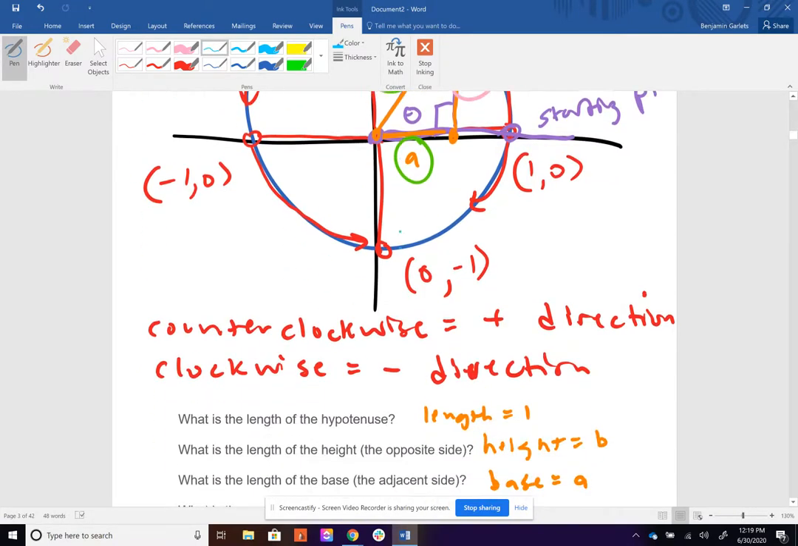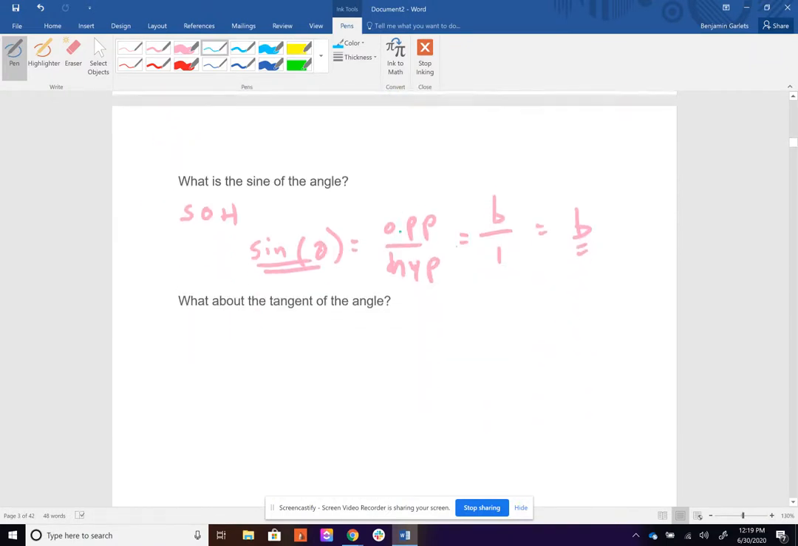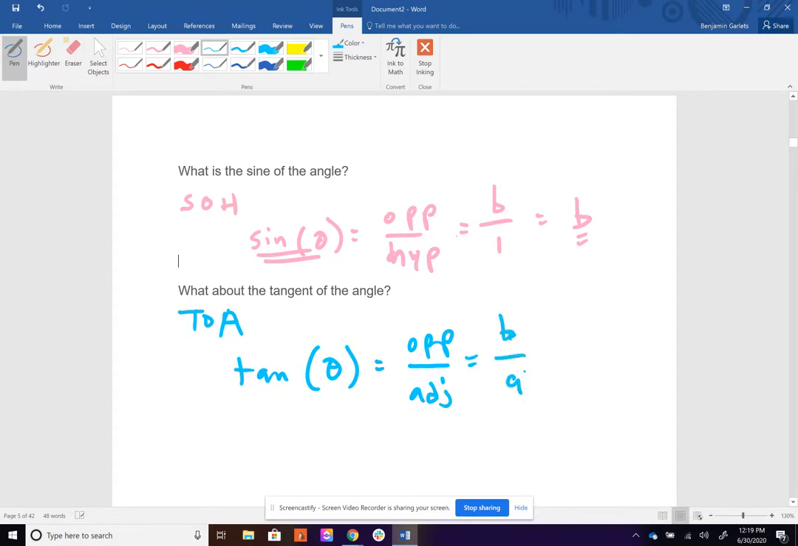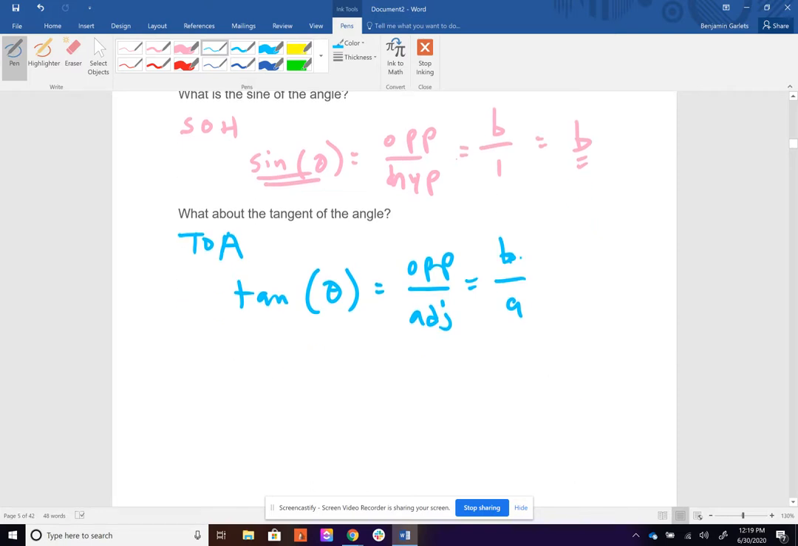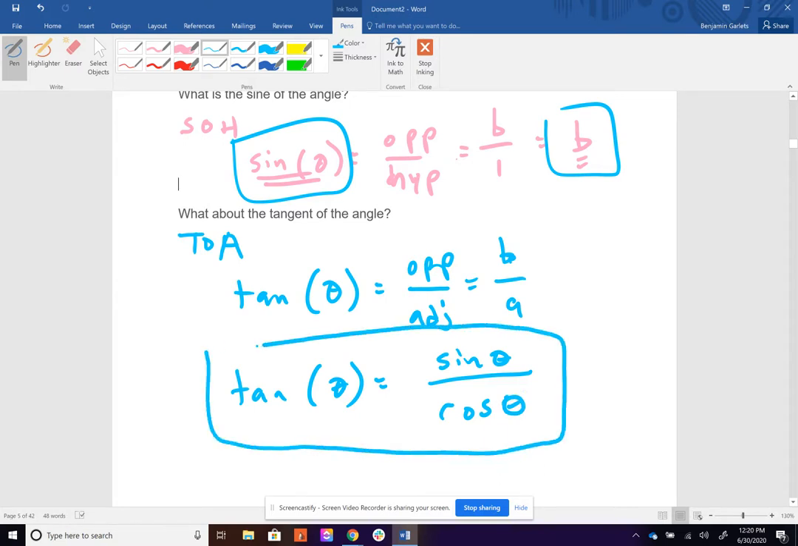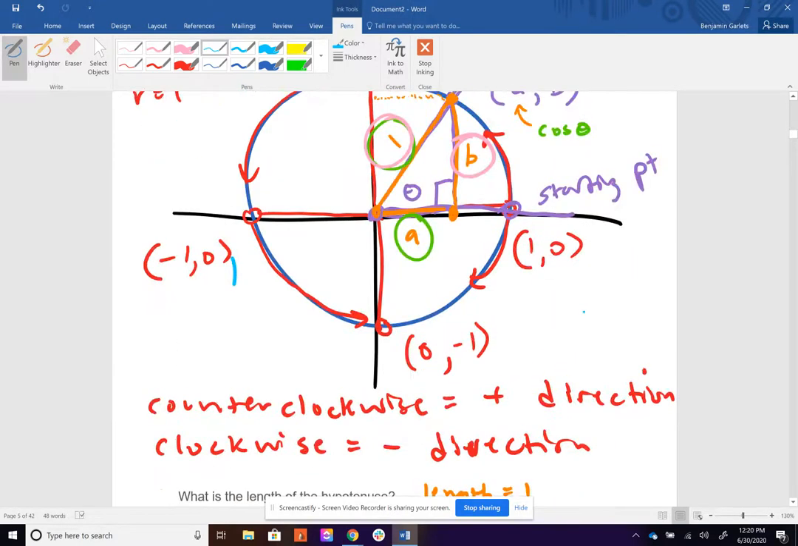All right, last one is our tangent. I should put the acronym TOA, SOHCAHTOA. The tangent, short tan, of theta is going to be opposite over adjacent. Our opposite value is b, our adjacent value is a. There's a really unique relationship here, because we just found out that b is the same as sine. So tangent of theta is equal to sine of theta over a, and we know that a is our cosine. So there's a really interesting relationship there. That doesn't help us with getting onto the graph, but that's the brief intro of the unit circle.